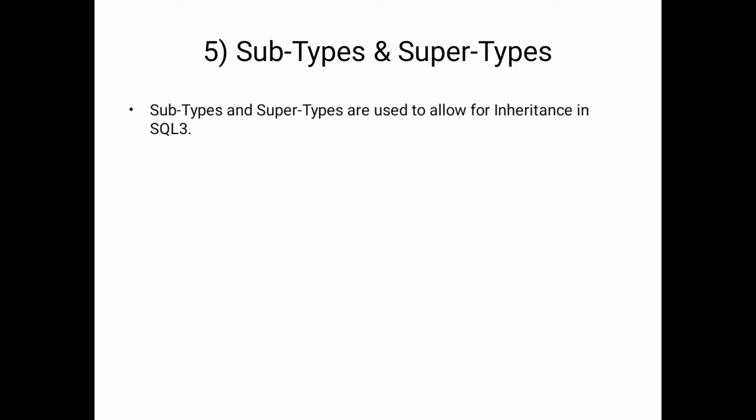Actually, the meaning of inheritance is that one object can acquire all the properties of another object. Here we have two different types available. One is subtype and the other is supertype. Now we will see what is the difference between subtype and supertype. In inheritance, a new class can inherit the attributes and methods of the old class.